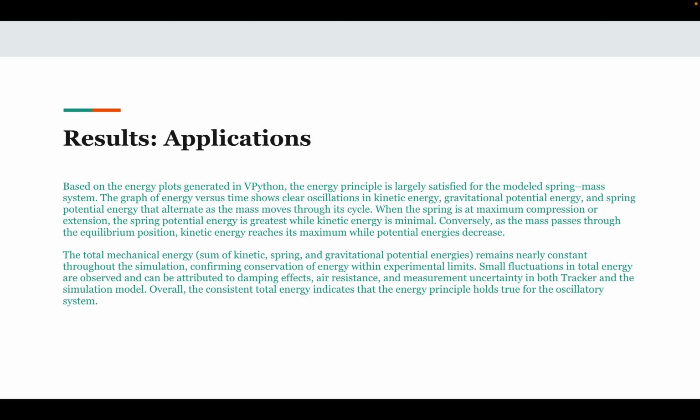So, results and applications. Based on the energy plots resulting from the Python, the energy principle is largely satisfied for the modeled spring mass system. The graph of energy versus time shows clear oscillations in the kinetic energy, gravitational potential energy, and spring potential energy that alternate as the mass moves through its cycle. When the spring is at max compression or extension, the spring potential energy is greatest while kinetic energy is minimal. Conversely, as the mass passes through the equilibrium position, kinetic energy reaches its maximum while potential energy decreases. The total mechanical energy remains nearly constant throughout the simulation, confirming conservation of energy within experimental limits.